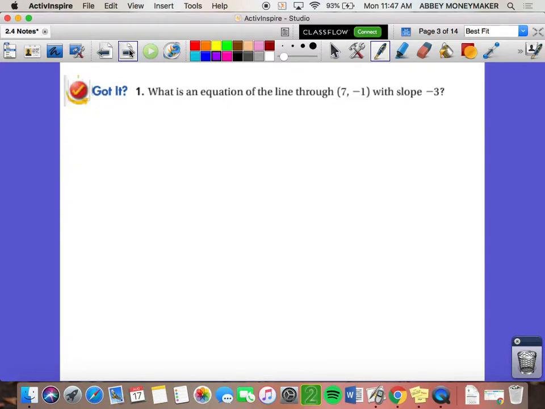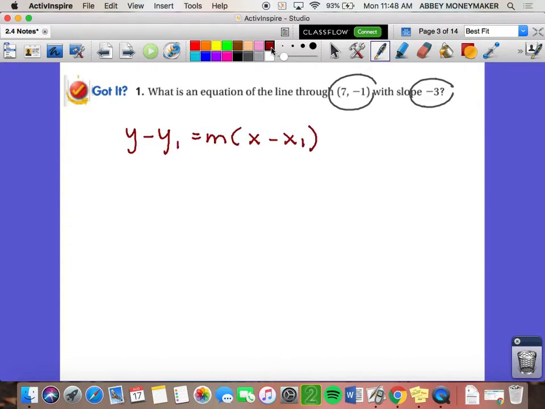On the next one, we're going to do the same thing. We're going to start from scratch, so here we go. I am given a point, and I am given my slope, so I'm going to use point slope form: y minus y1 equals m times x minus x1. Again, if you want to take a second and label the x1, the y1, and the m, you're more than welcome to. So we would have y minus a -1 is equal to -3 times x minus 7.